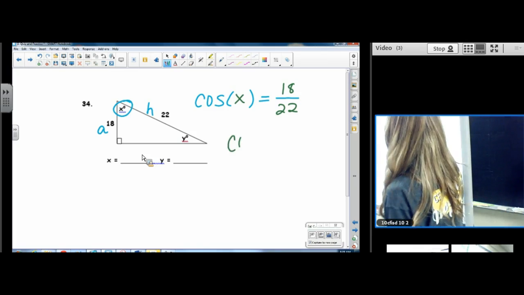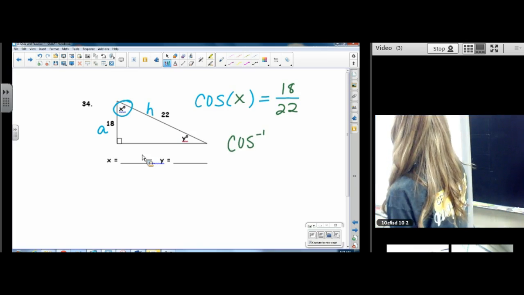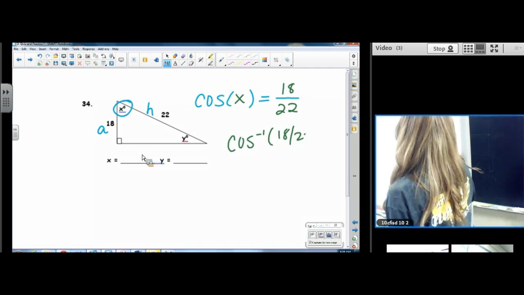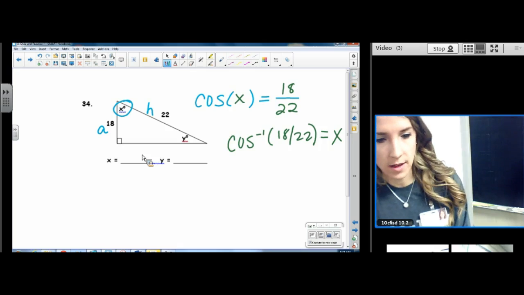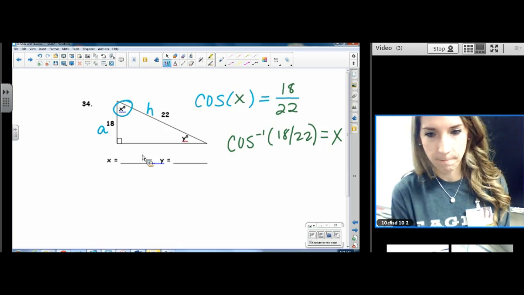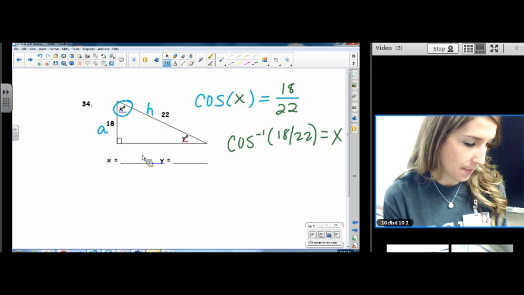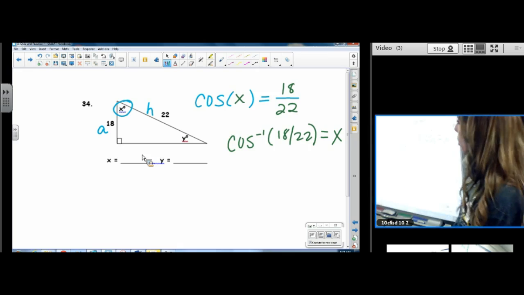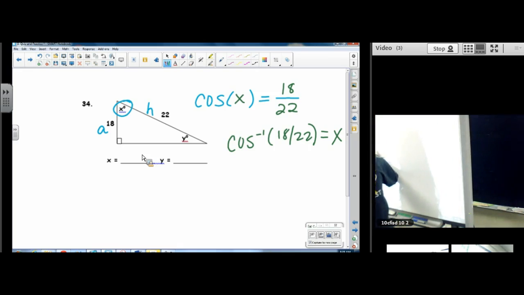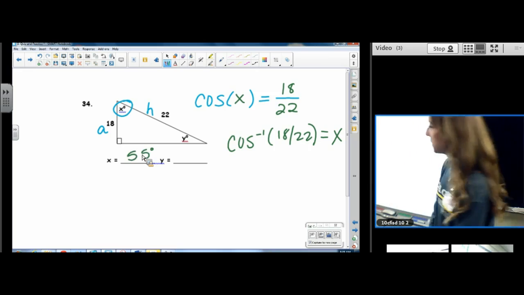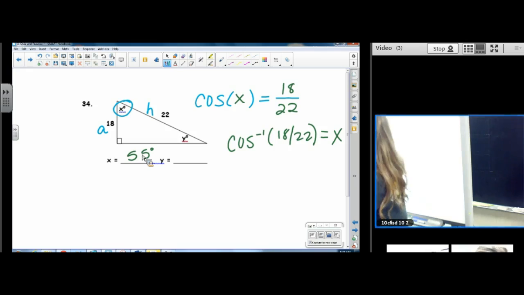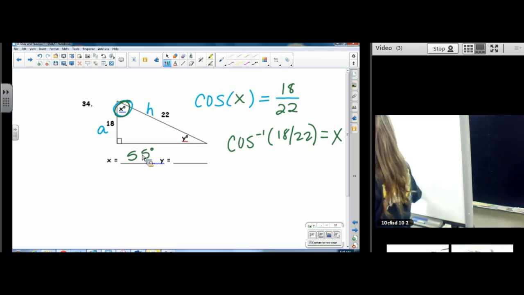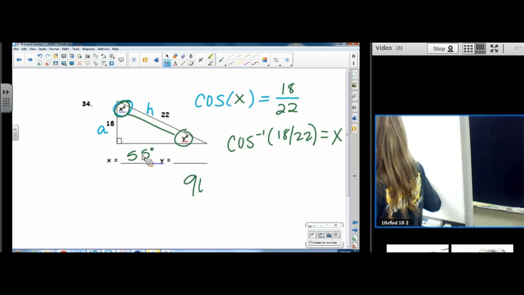So we are going to do inverse cosine, 18 divided by 22, and that's going to equal x. So we do inverse cosine, and the way you do that on your calculator is second cosine. 18 divided by 22, you round to a whole number, and you get 55 degrees. Now, once we have angle x, there is no need to use trig again. We know that these two angles add up to 90 degrees, so we would just do 90 minus 55.